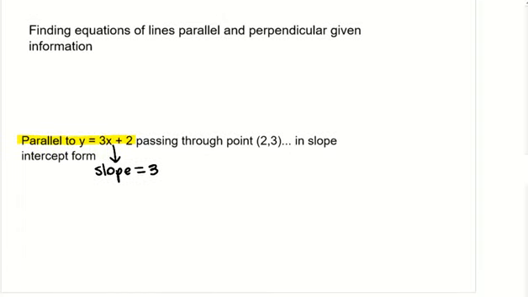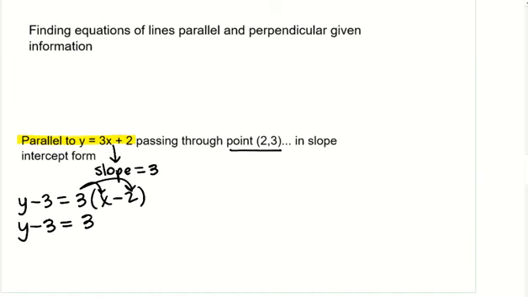So if we wanted to start with point slope form, we would use our point here, this (2, 3). We would use the slope of 3, and so we'd have y minus the y value of the point we know. It's equal to the slope times x minus the x value of the point. They're asking for it in slope-intercept form, so I'm going to distribute the 3. y minus 3 is equal to 3x minus 6. And that y is equal to 3x minus 3.